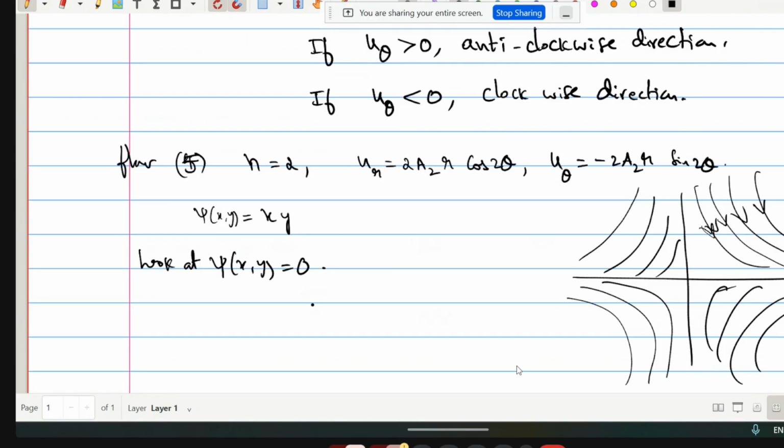Sir, anti-clockwise. This is anti-clockwise, right? So is u theta positive here in this case? No, right? Then sir, it's clockwise, 0 to pi by 2, it should be clockwise, right? So clockwise means it should be the opposite direction, right? It should be this way, isn't it?